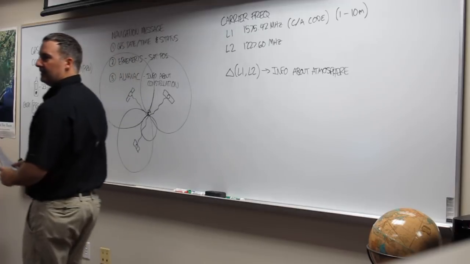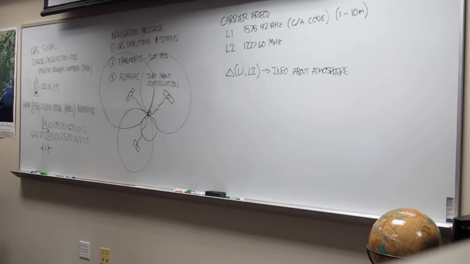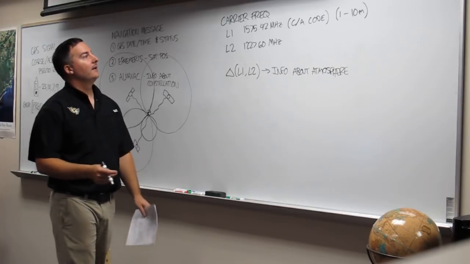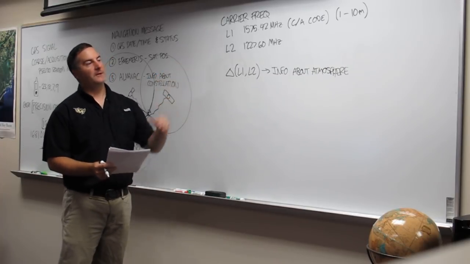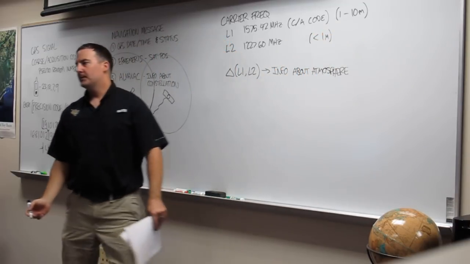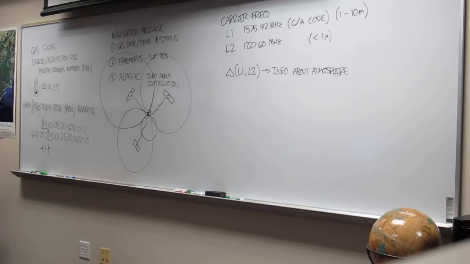So just in general, a single frequency receiver probably gets you somewhere between 1 to 10 meters in accuracy. Under absolutely perfect conditions, it may get you within a meter of your true location. However, it could be as bad as up to 10 meters. Now, dual frequency receivers can get you into sub-meter range without any external correction scheme. Okay, any questions on that?